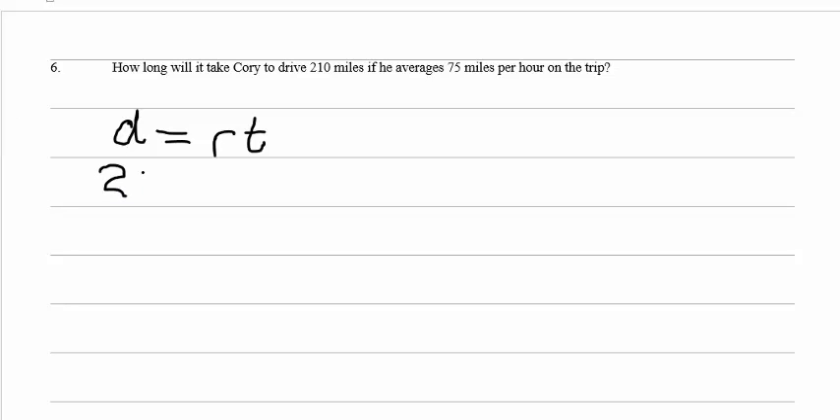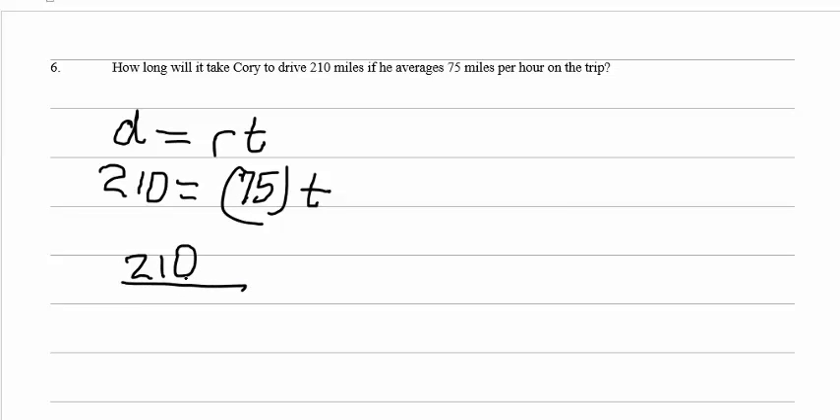So the distance is 210. The rate is 75 for 75 miles per hour. The time is what we don't know. Okay, so to solve for t, I need to divide 210 miles by 75 miles per hour. That gives me my t, and if my math lab told you to answer an integer or simplified fraction, you would want to divide both of these, numerator and denominator, by 5.